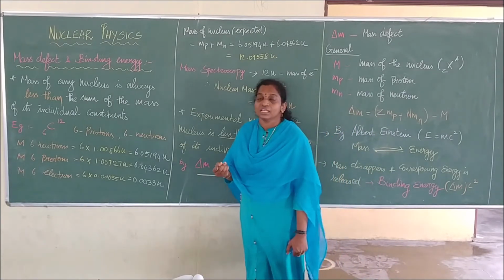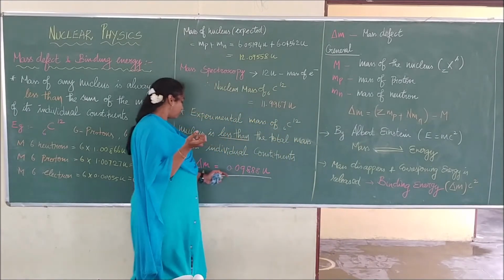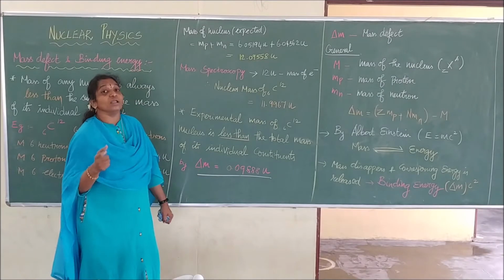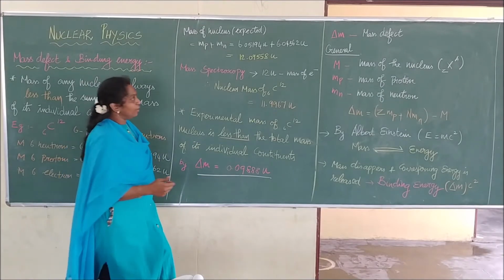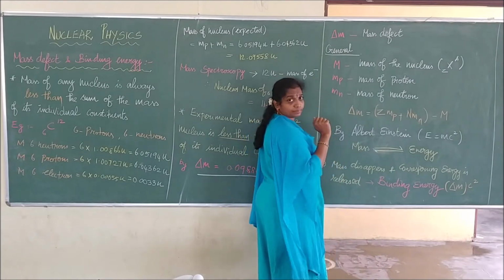It is represented by the symbol del m. Del stands for change in value. So del m stands for mass defect.